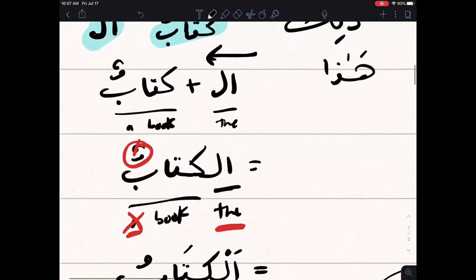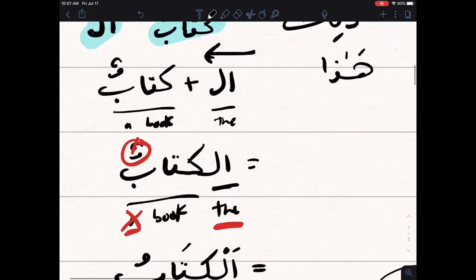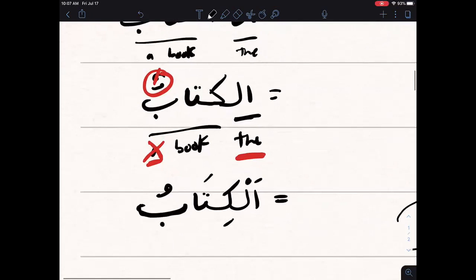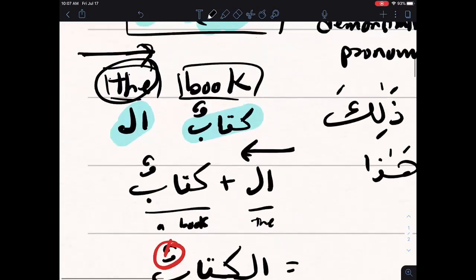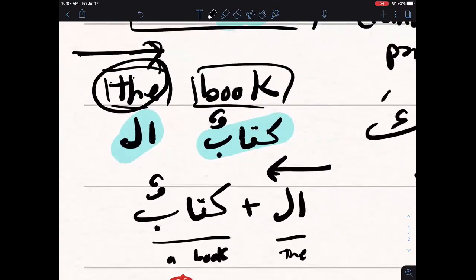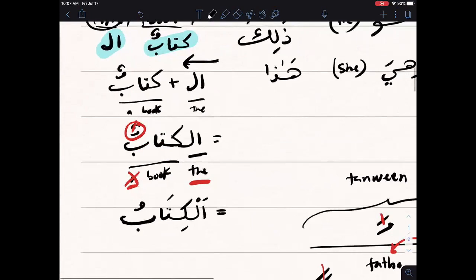Basically, alif lam is the definite. Yes, we have to make sure alif lam is always attached to a noun. Alif lam cannot stand by itself, unlike English, where the is just a word standing by itself. Alif lam always has to be attached.